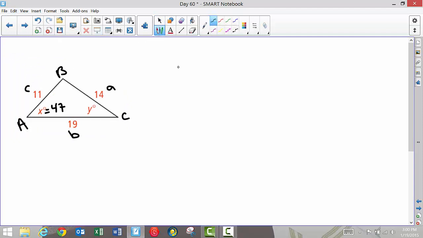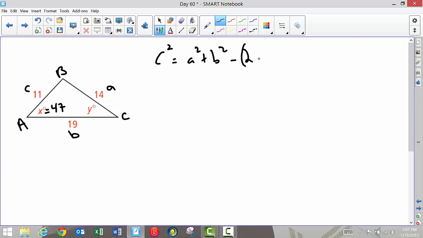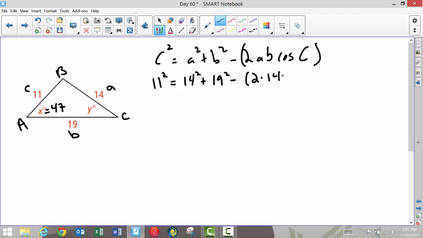So let's solve for Y now. So in this case, Y is C, so it's C squared equals A squared plus B squared minus 2, parentheses, don't forget, AB cosine C. You're gonna have to memorize these formulas for the law of cosines. Substitute the numbers in, so C is 11, so I have 11 squared equals A squared, which is 14 squared, plus 19 squared, minus parentheses 2 times 14 times 19 cosine of C.